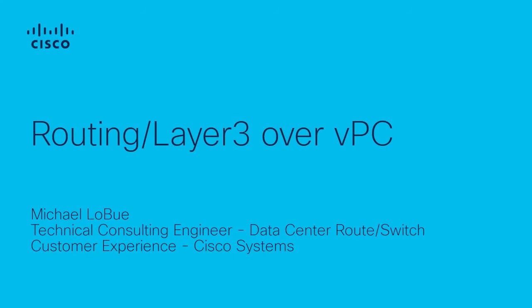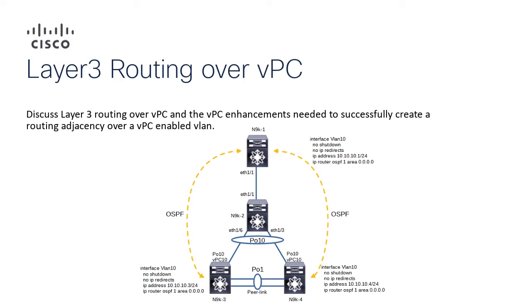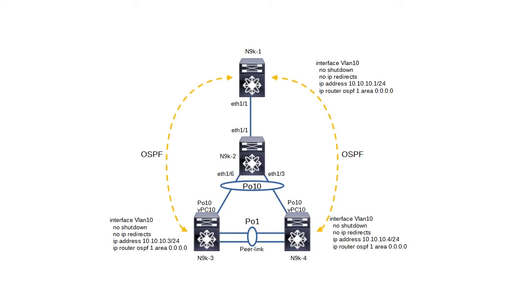I'm a technical consulting engineer with the Data Center Route Switch TAC team within the CX organization at Cisco. This video is going to discuss Layer 3 routing over VPC and the VPC enhancements needed to successfully create a routing adjacency over a VPC-enabled VLAN. Let's first start by going over our topology for this video and what our end goal is.